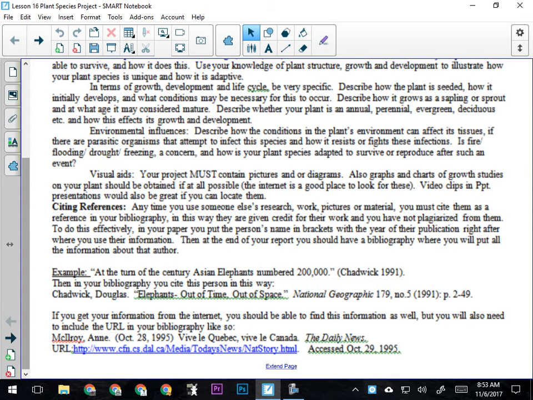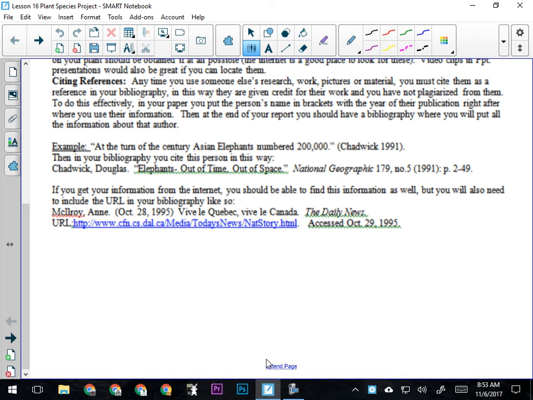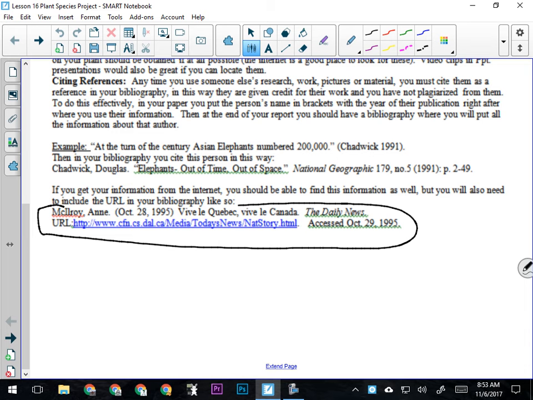Then citing your references. We want to make sure we do this right this time. I still had a number of people who lost marks on this the last time, and I don't want them to lose marks the second time. So remember, for an internet source, which is probably where you're going to get the bulk of your information: author's name, this is exactly the same one I used last time, then the date that the article was published, and the name of the article.